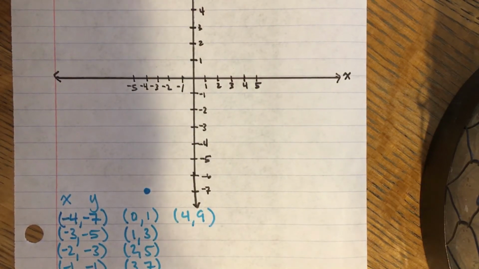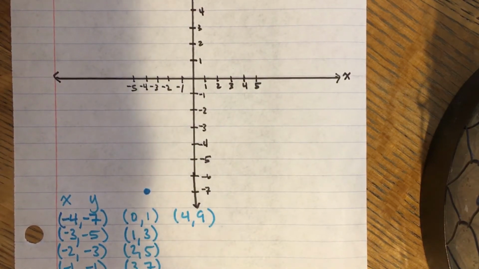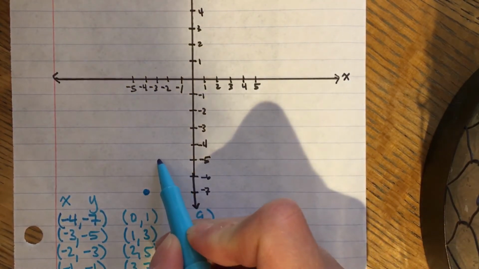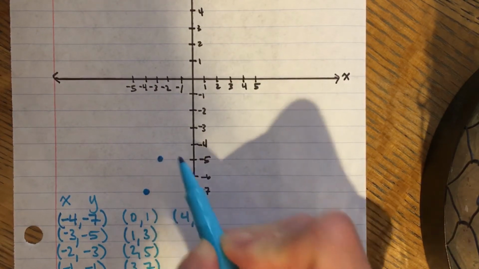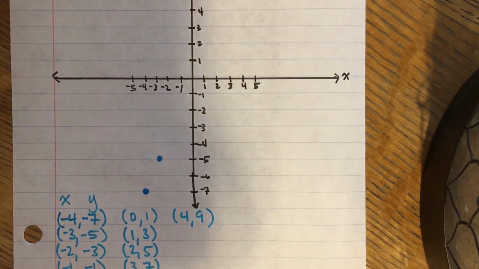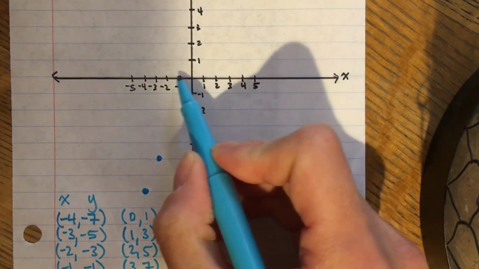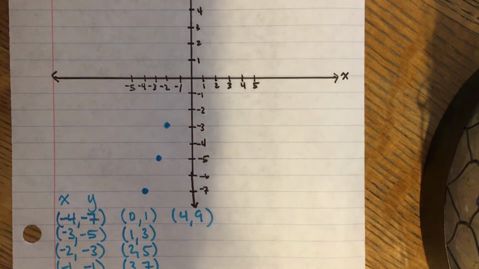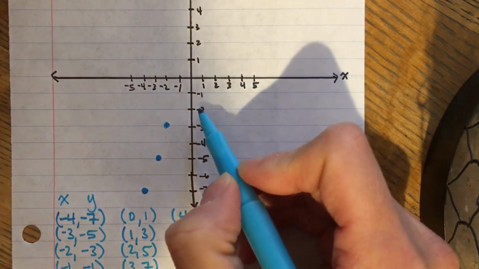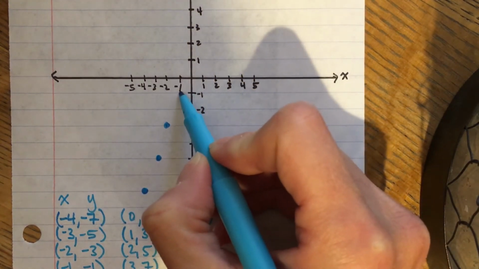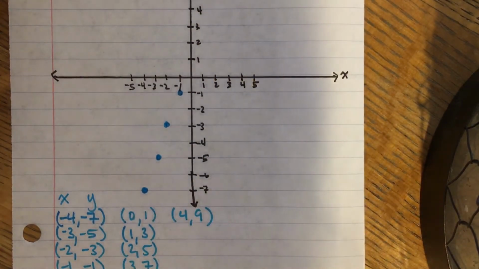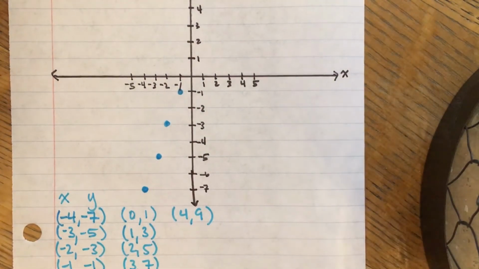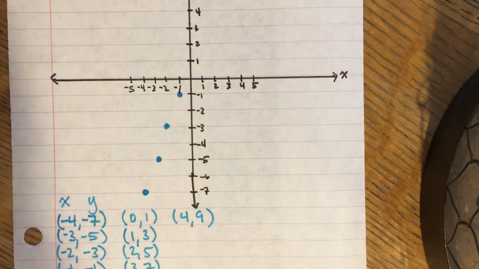There's my first point. My next one is at -3 and -5. Go over to -3, down to -5, and I'm going to put a point. My next one is -2, -3. Go over to -2, down to -3, put a point. -1 and -1, put a point. So these points should be in a straight line. Again, it's hard that I don't have graph paper, so it may be off a little bit, but they should be in a straight line.